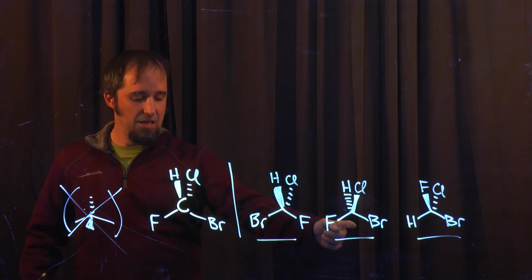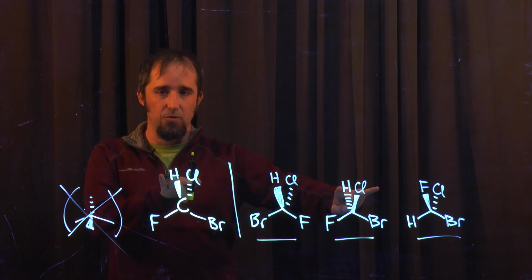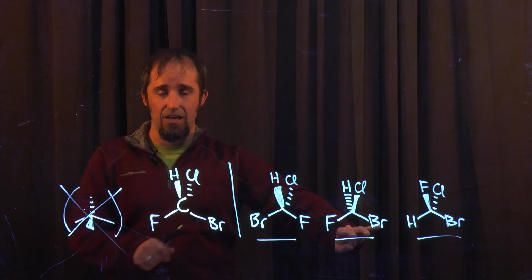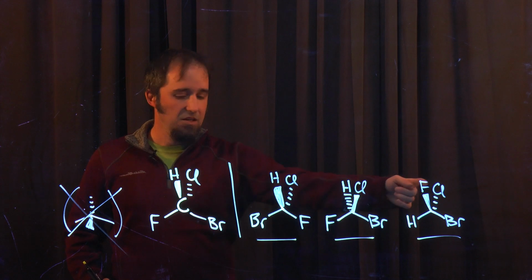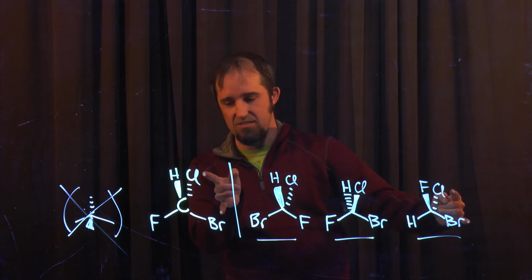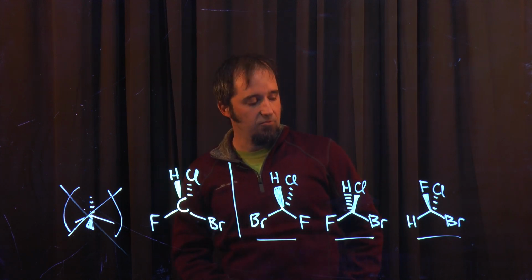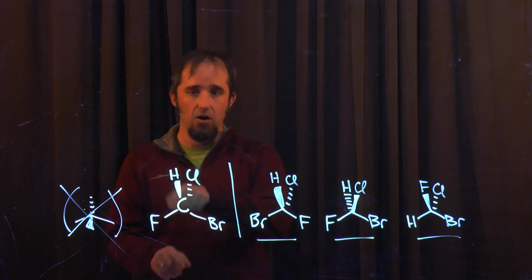Here, notice that my F and the Br are in the same place, but my H and my Cl have switched places. That can't be, right? I can't keep two things fixed and change the other two. And here, notice that I've got chlorine and bromine looking the same, but my hydrogen and my fluorine have switched. So none of these three are the same as this.